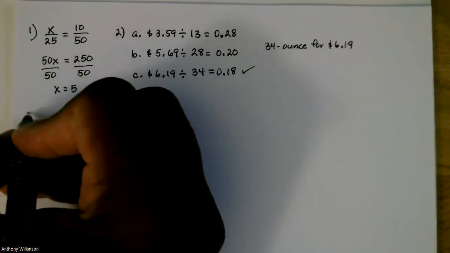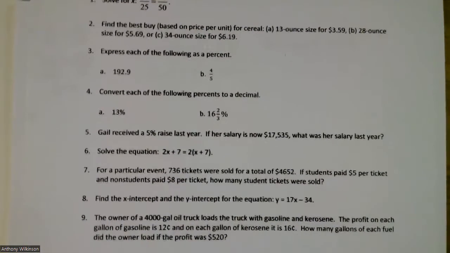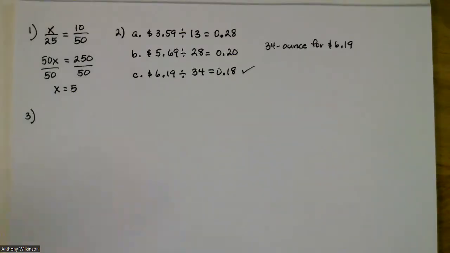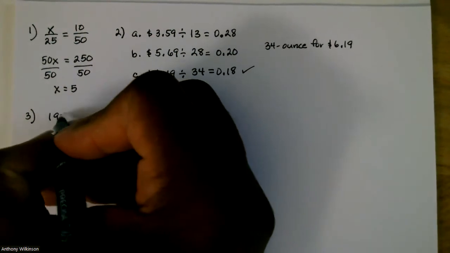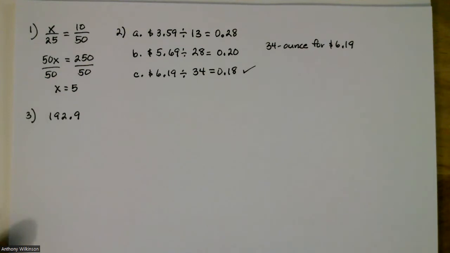All right, number 3 is to express each of the following as a percent. So in part A, we've got 192.9, and part B is 4/5. All right, so let's start with the 192.9. And I want to convert that to a percent.